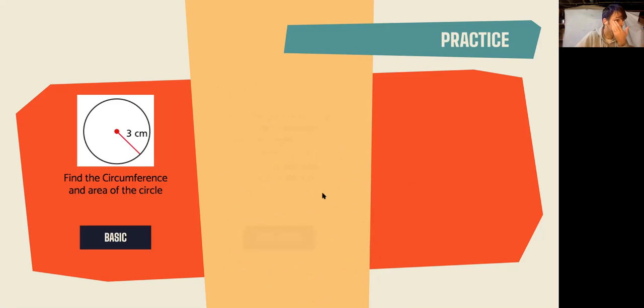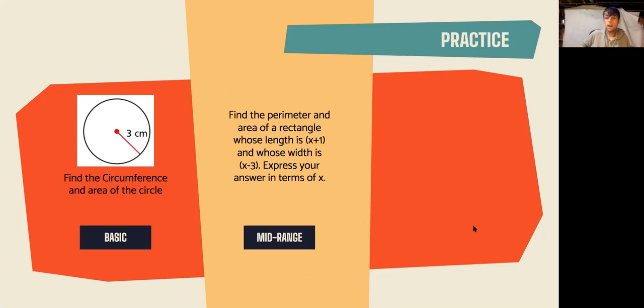All right, 2 more. So here's a kind of mid-range problem, kind of middle difficulty. We have a rectangle. So I'm going to make a picture of a rectangle. And we want to find the perimeter and the area of this rectangle. The length is x plus 1. So the length here is x plus 1. And the width is x minus 3. Express your answers in terms of x.